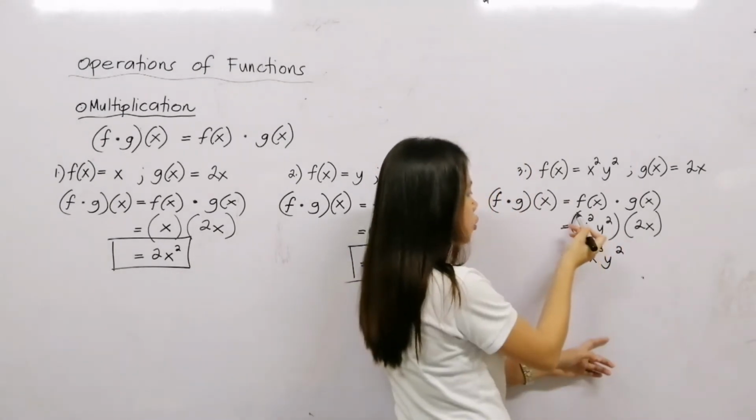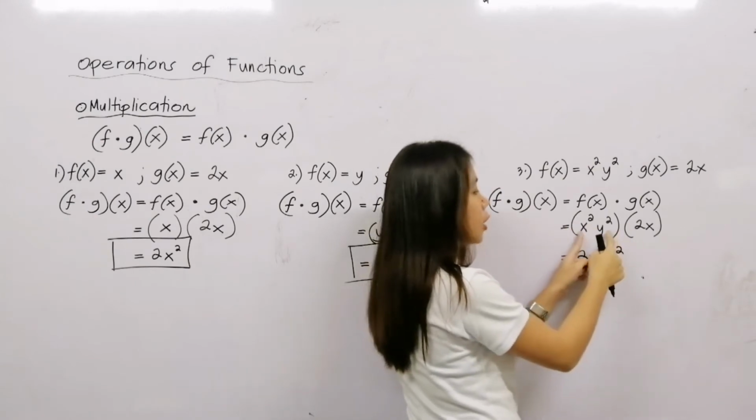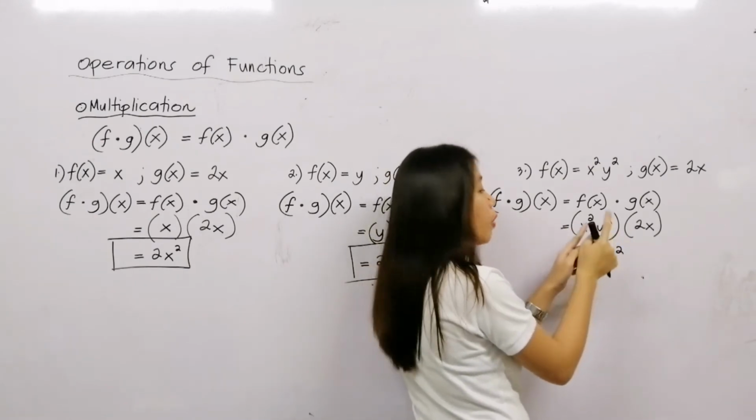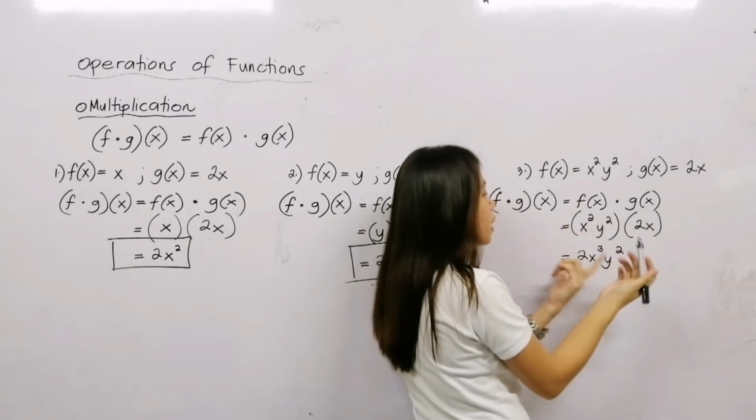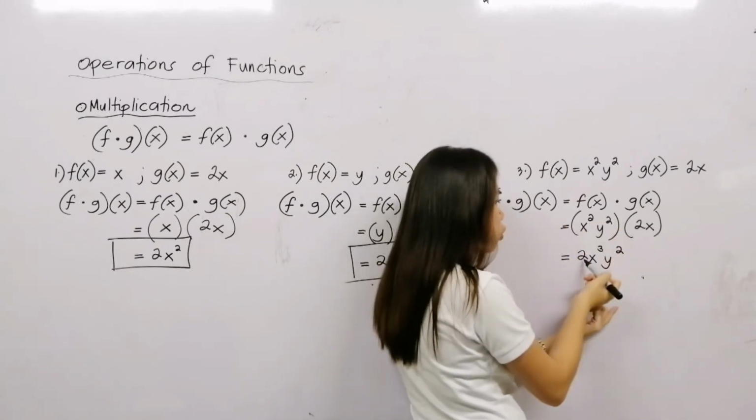Again, we have here numerical coefficient. Ito po monomial to ha, dalawang variable lang po. Ito po good as monomial. Our numerical coefficient is 1, so 2 times 1 will give you 2.